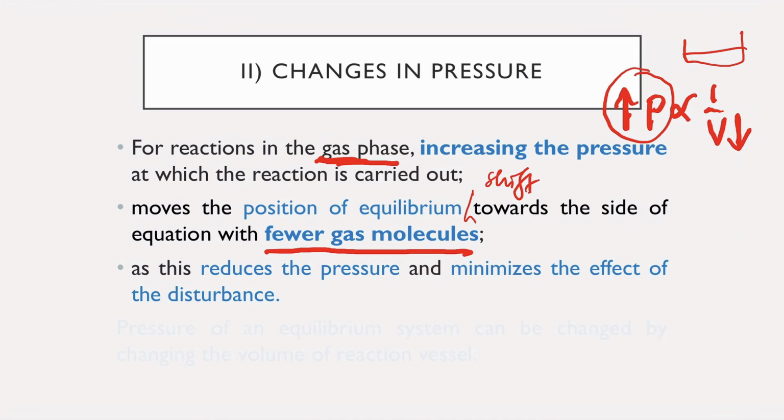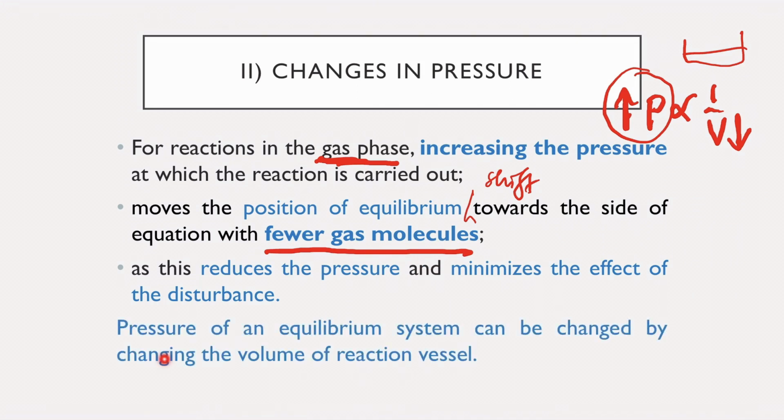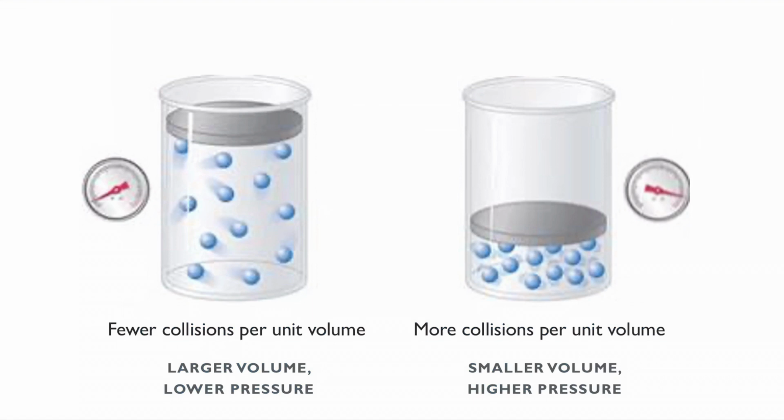Okay, so the pressure of an equilibrium system can be changed by changing the volume of the reaction vessel. So remember that, I think it's Boyle's law, was it? That pressure is inversely proportional to your volume. Earlier, when we talked about pressure and volume, right? When we change pressure, we will always relate to the number of moles.